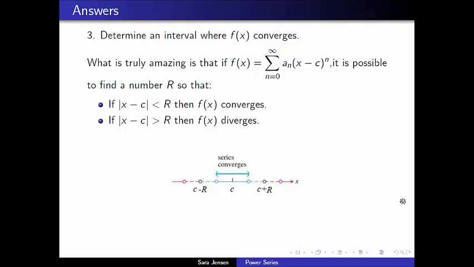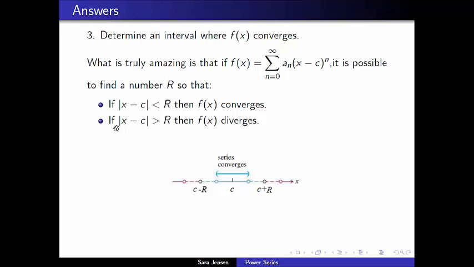Now what's really and truly amazing for power series, any power series that we will be looking at, is that it's possible to find a number which we're going to call capital R, so that whenever the distance between the x value we plug in and the center of the series is less than this R value, then our series converges. So over here in terms of pictures, I've plotted here C, the center of our series, and whenever we are within R units in either direction of that center, our series is going to be convergent.